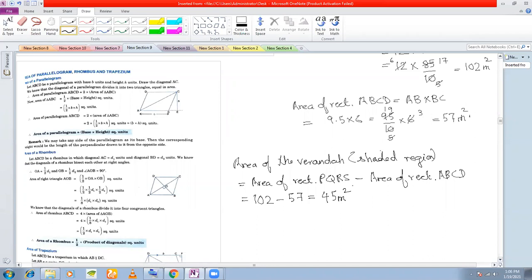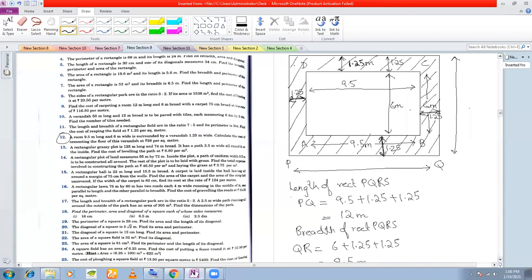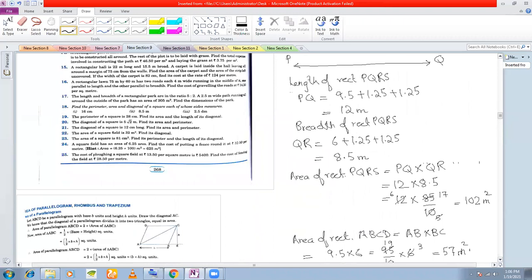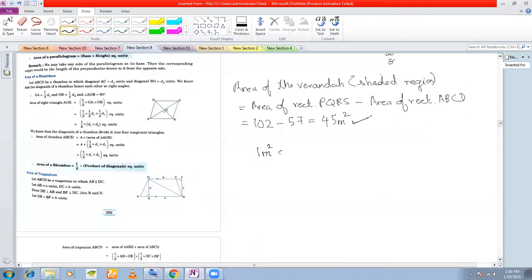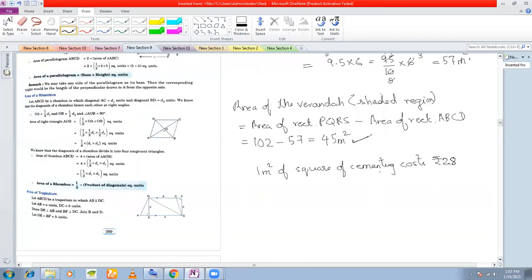Now this veranda has this area and this entire area needs to be cemented. And what is the cost here? The cost here is rupees 28 for 1 meter square. So 1 meter square of cementing costs rupees 28. Sorry, I said 45 earlier, but yes, it is 28.